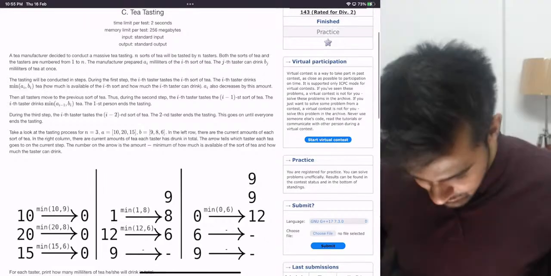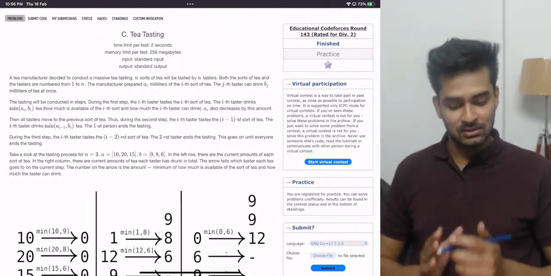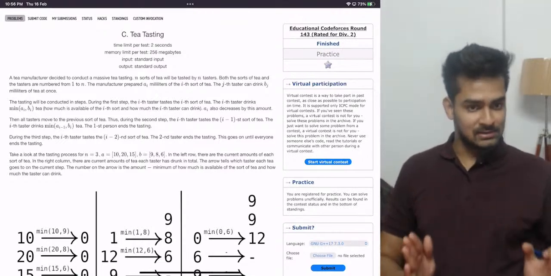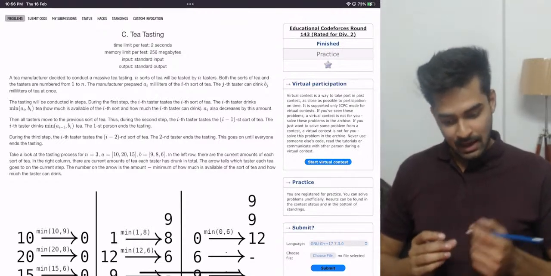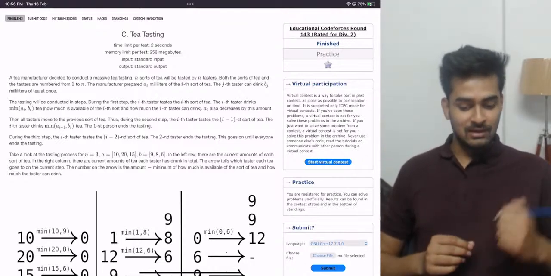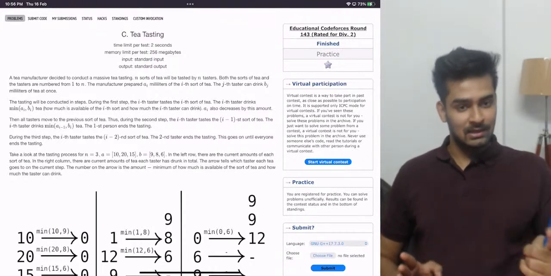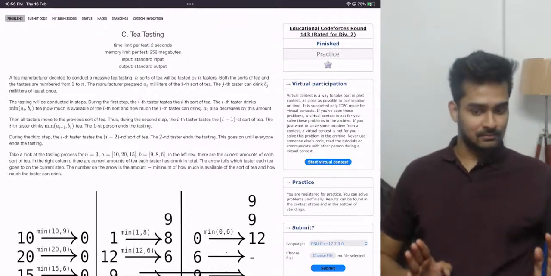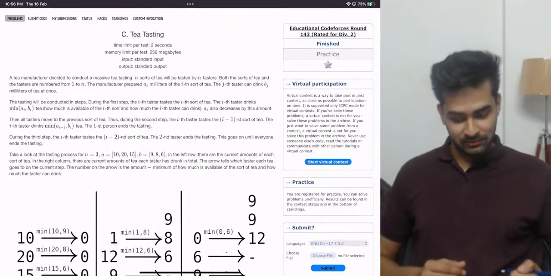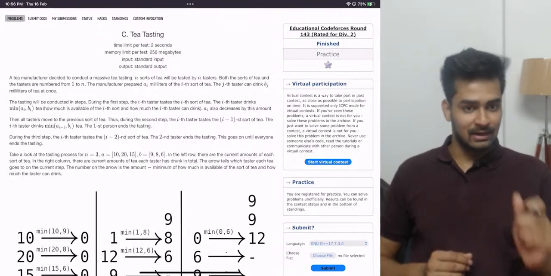Alright, so a tea manufacturer decided to conduct a massive tea tasting. N sorts of tea will be tasted by N tasters. So we have 5 teas and 5 tasters. Both the sorts of tea and the tasters are numbered from 1 to N. The manufacturer prepared a_i milliliters of the ith sort of tea. So we had N teas, N tasters, and the ith tea had a_i quantity of tea. Now the jth taster can drink b_j milliliters of tea at once. The jth taster can only drink b_j milliliters of tea in one go.